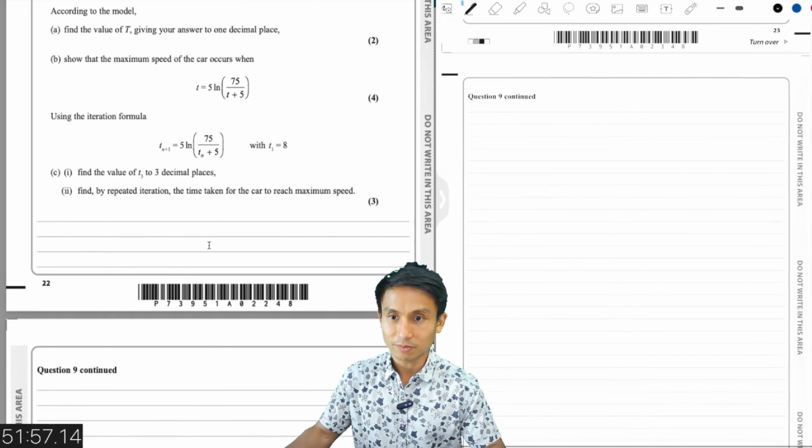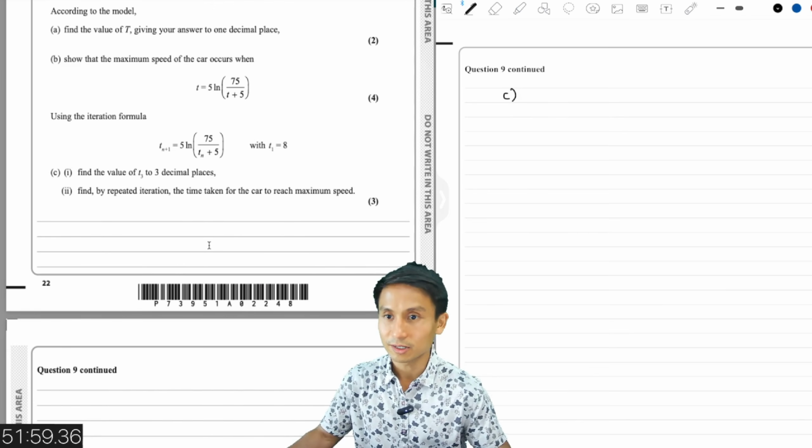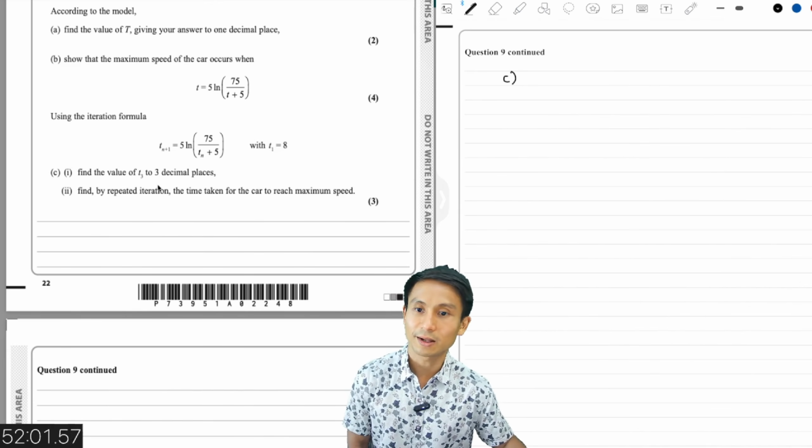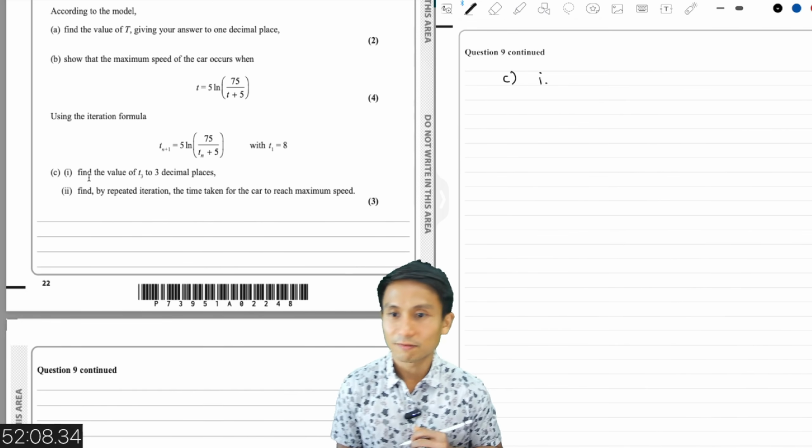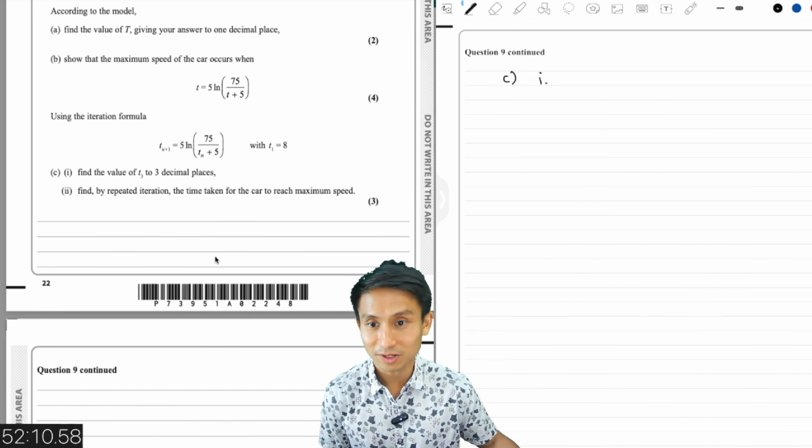All right, so that's part B done. Now part C, let's do it here. Using the iteration formula, t of n plus 1 equals all that, with t1 equals 8. Part I, find the value of t3 to 3 decimal places.